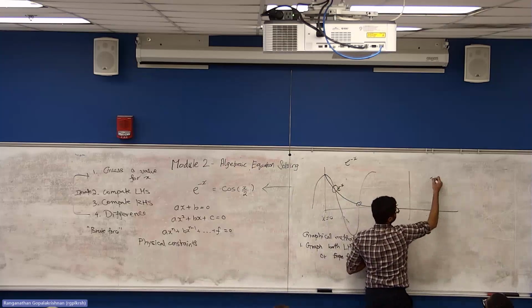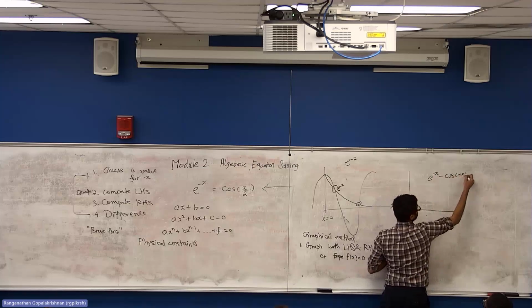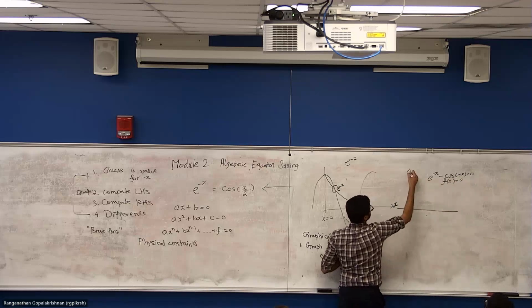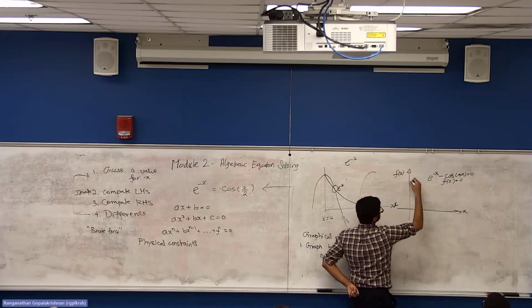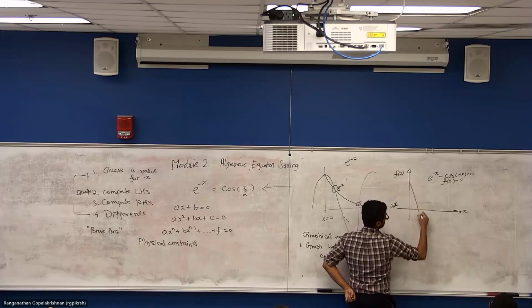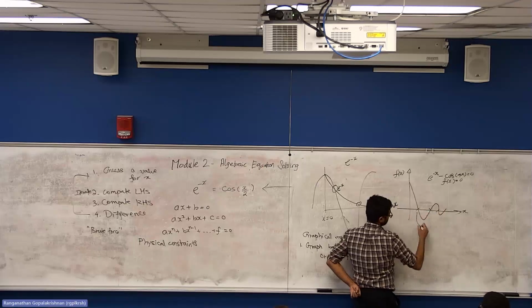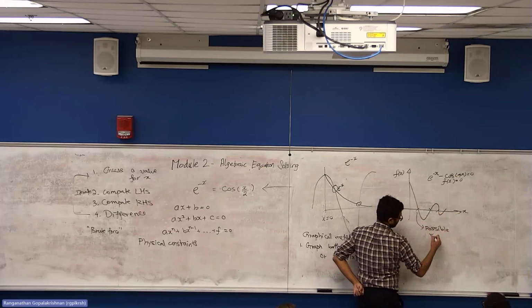So if you plot, let's say, e power x minus cos 4x equal to 0, which I call f of x equal to 0, I'll plot f of x versus x and see where this function crosses 0. These are all possible routes or solutions.